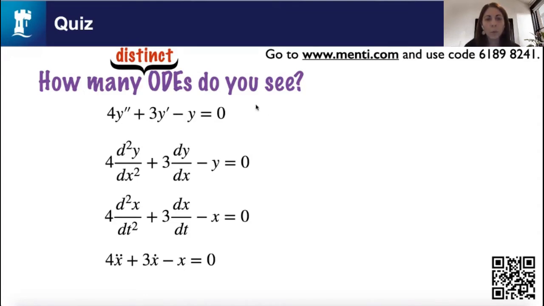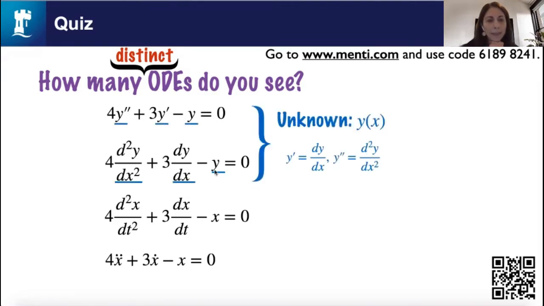So first, we look at the first two equations we see on this slide. We can identify that both of these equations have a known function y of x that depends on x, because we see here this prime notation and here derivatives d squared y dx squared. And remember the notation that I mentioned at the beginning of the talk, that y prime is the same as dy dx, y double prime is the same as d squared y dx squared. So we can conclude that both of these equations are essentially the same ODE.